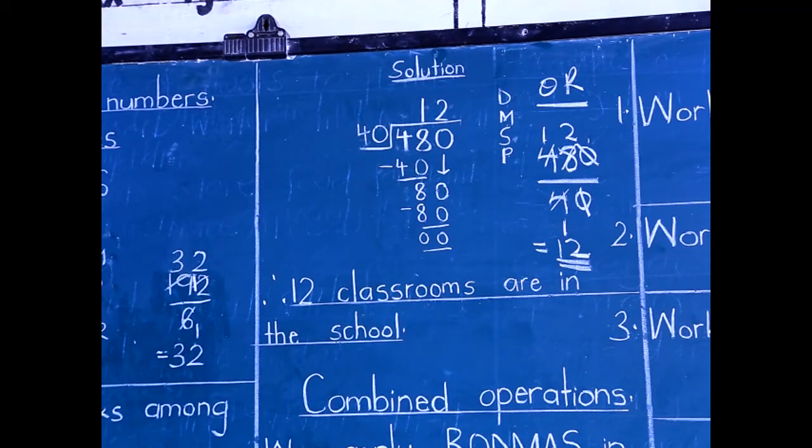So I've got two ways. You can use that long division. You can as well use the cancellation method in division.